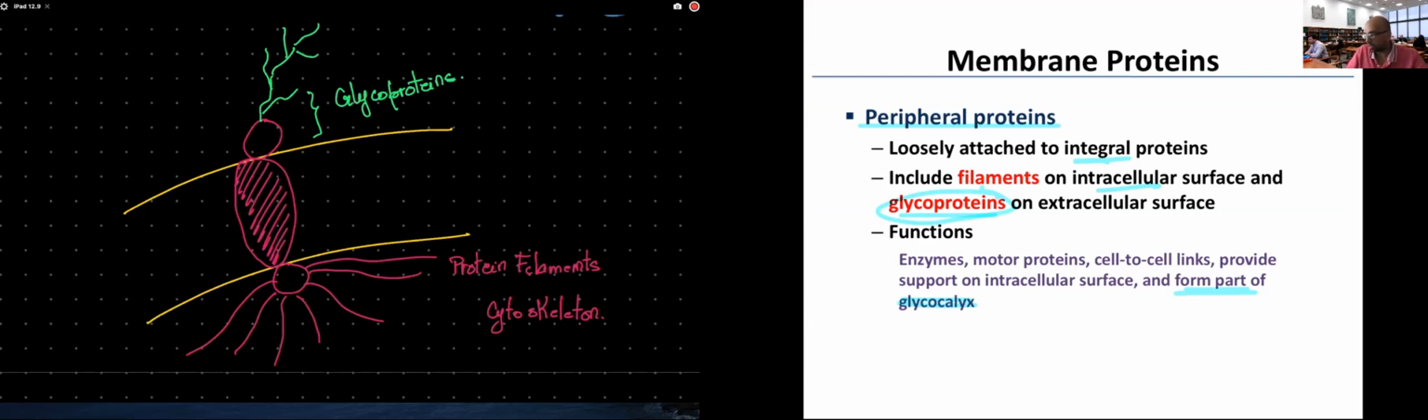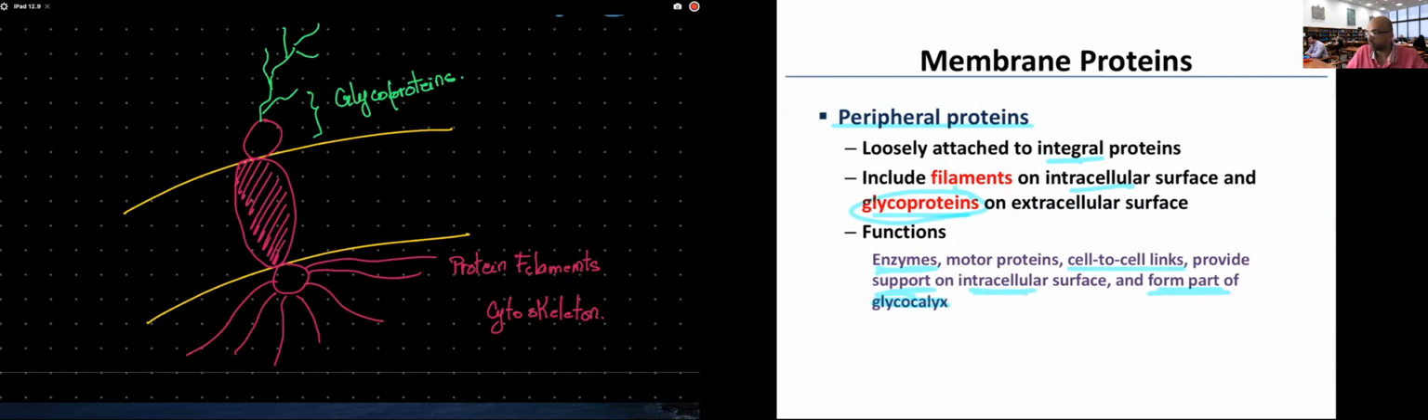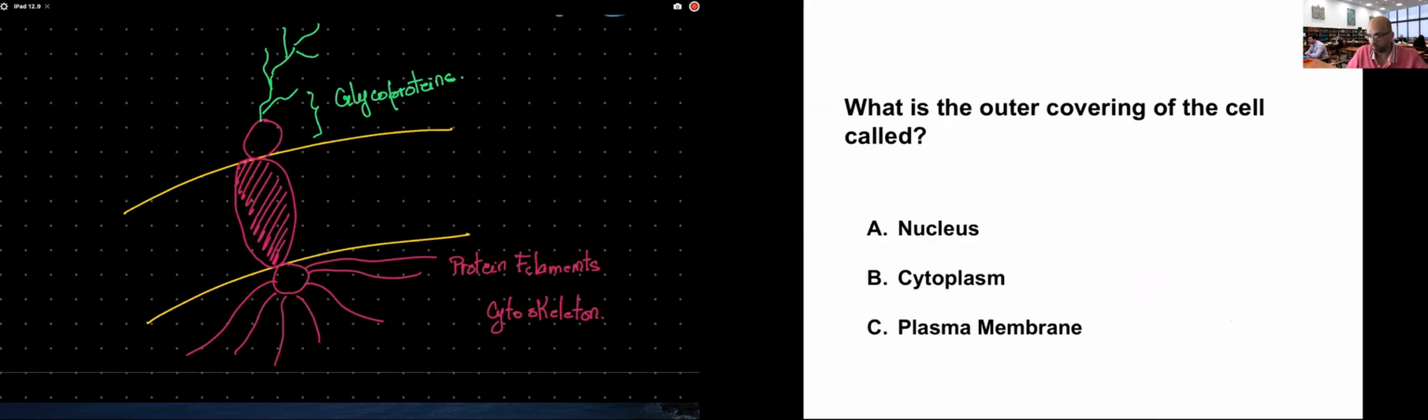Their functions are going to be to act as enzymes, to allow cell-to-cell links to be formed, to provide the support on the intracellular surface. And we're going to see how they play a very important role in maintaining the cell structure and stability.